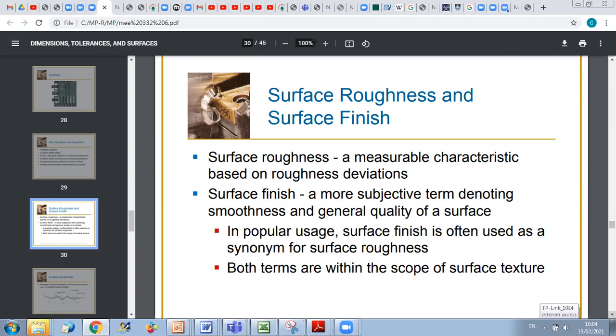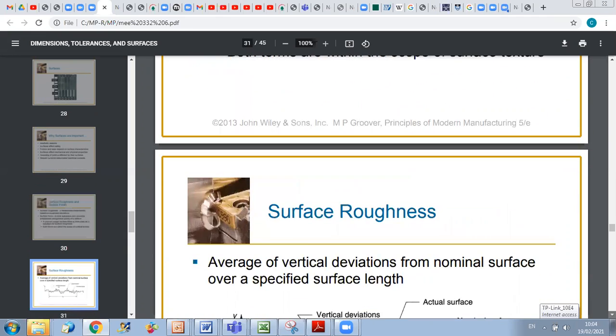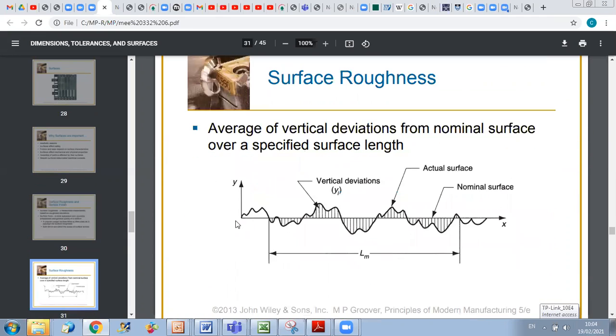In popular use, surface finish and surface roughness have the same meaning, but both terms are within the scope of surface texture. Now, how to measure surface roughness? If you look at the following figure, you can see that if you have a smooth surface, it will follow a straight line. So this is a perfectly smooth surface.